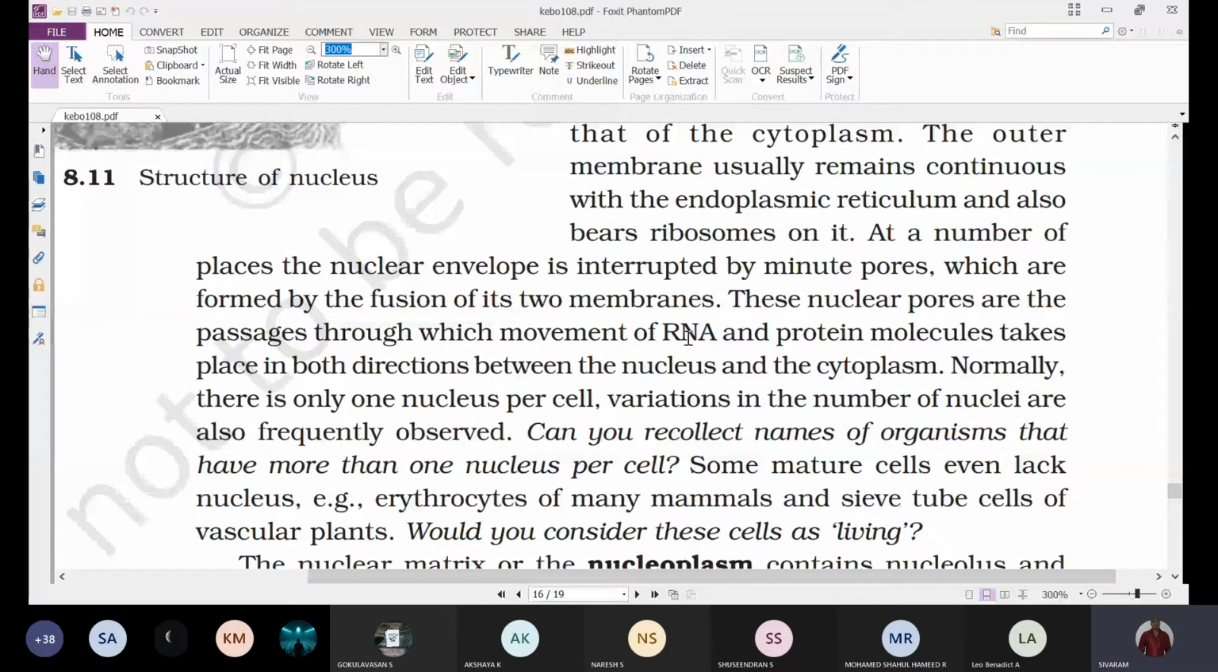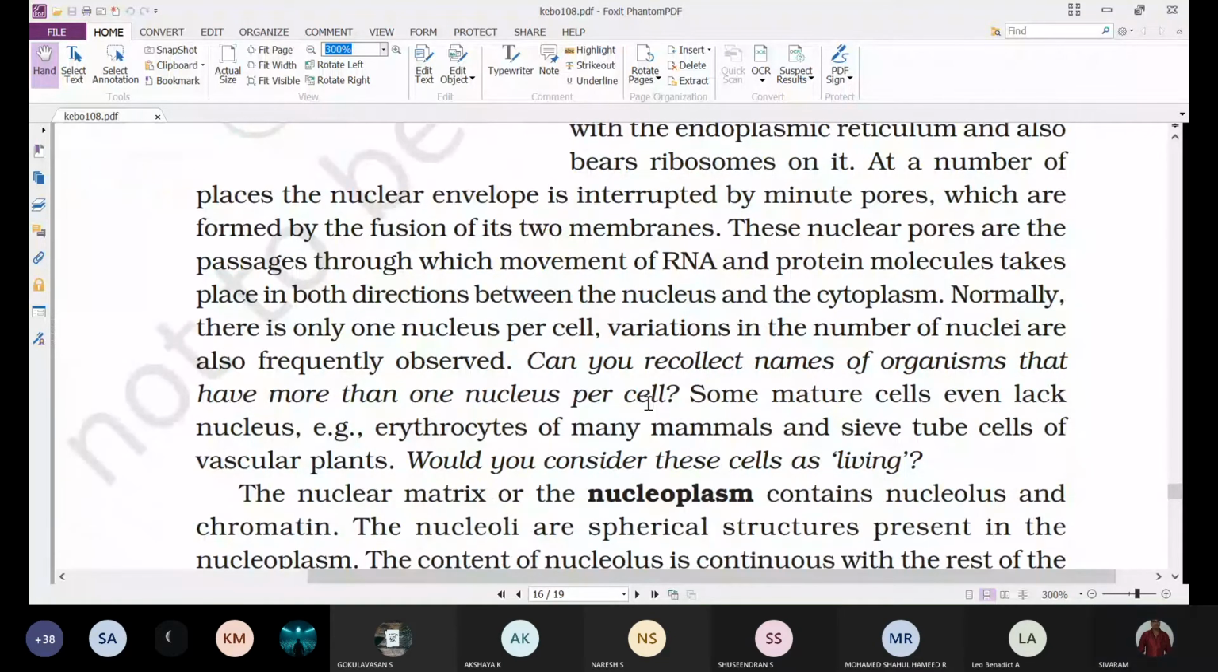Can you recollect names of organisms that have more than one nucleus per cell? For example, if you observe the paramecium, paramecium usually consists of more than one nucleus, macronucleus and micronucleus. Mostly the ciliates, like paramecium, vorticella, balantidium. All these organisms possess more than one nucleus.